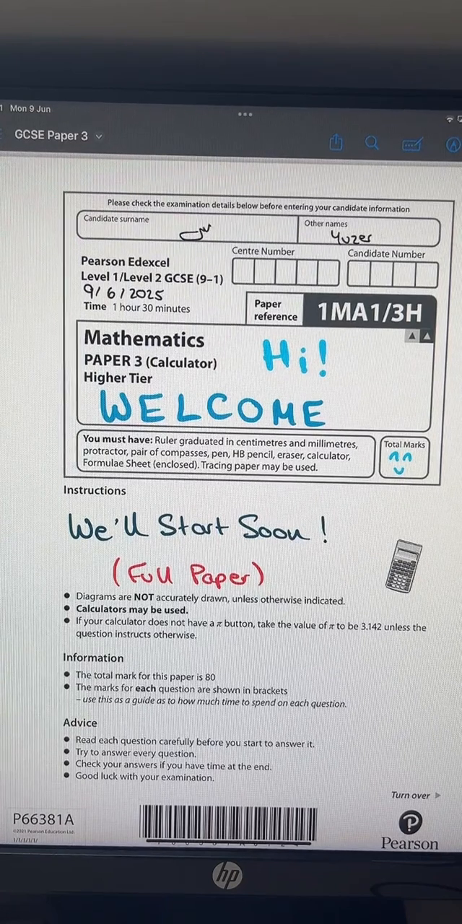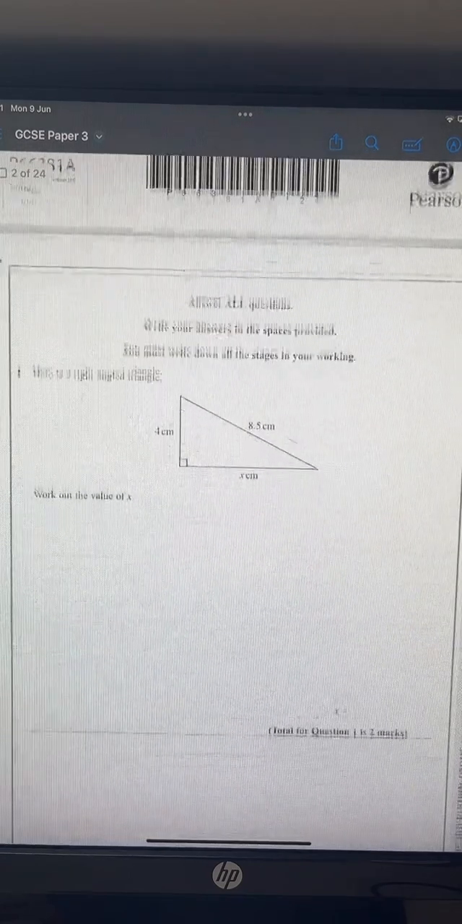Today we're going to be going through GCSE Maths Paper 3, and this is a 2022 June paper. So I'm going to do every single question in this, and we'll go through how to do the questions and exam technique as well. So let's get right into it.